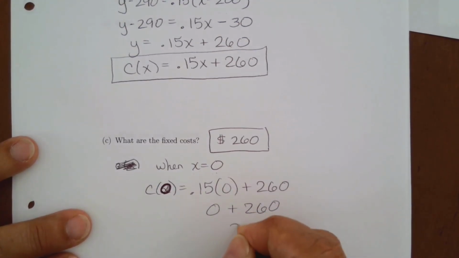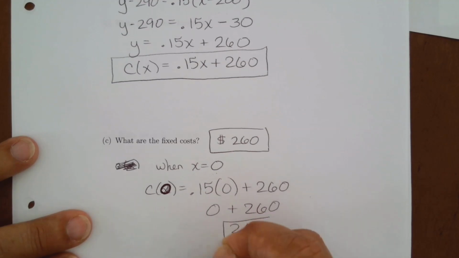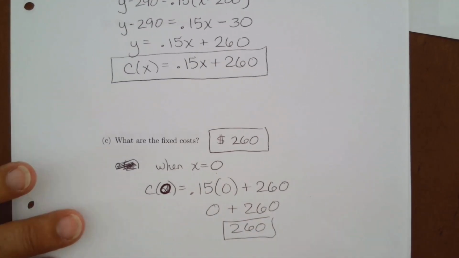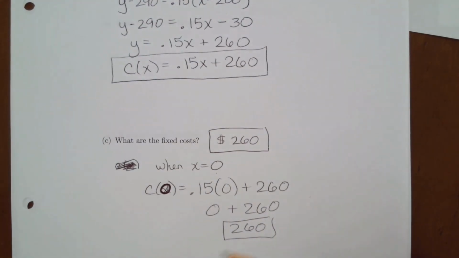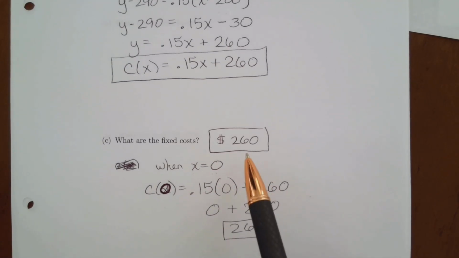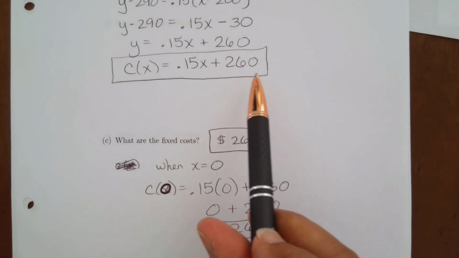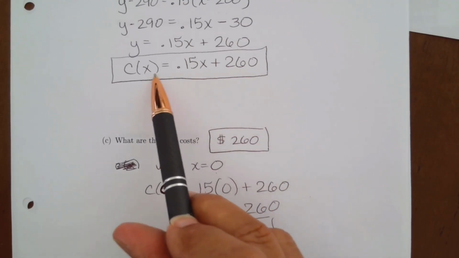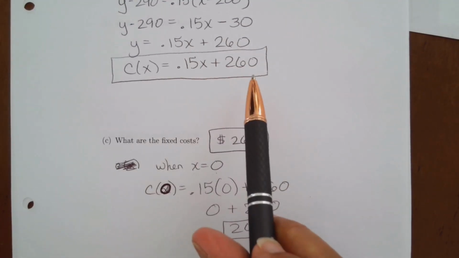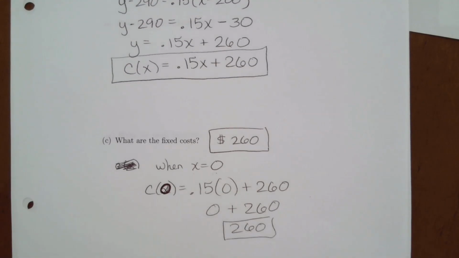And 0 plus 260 is 260. So you still get that, just so you understand what a fixed cost means. Okay, again, I'm not changing the formula. I'm just saying if I don't sell anything, what's going to be left in this formula. Okay? All right.